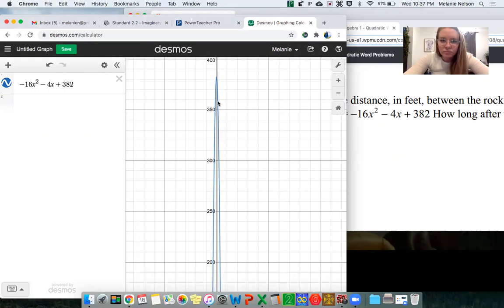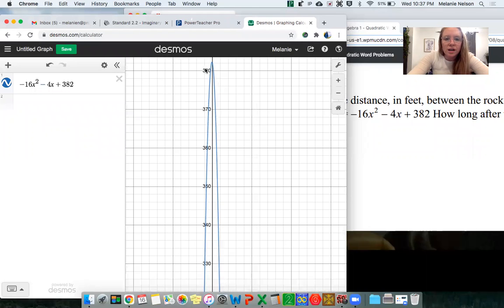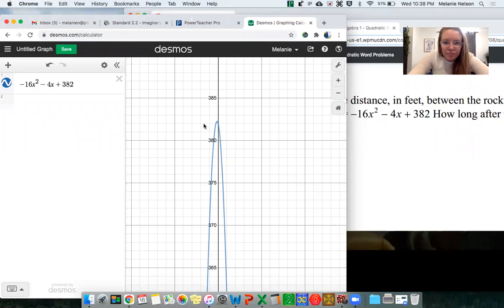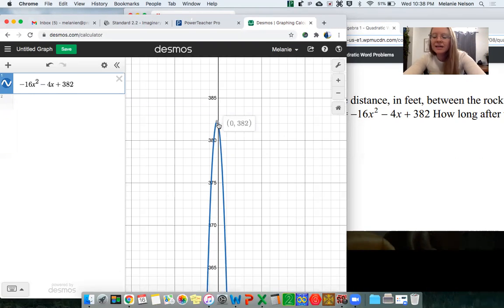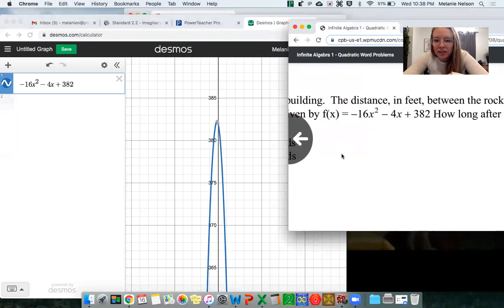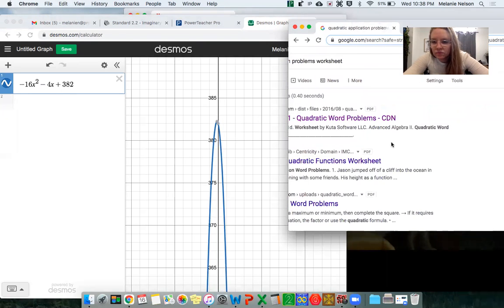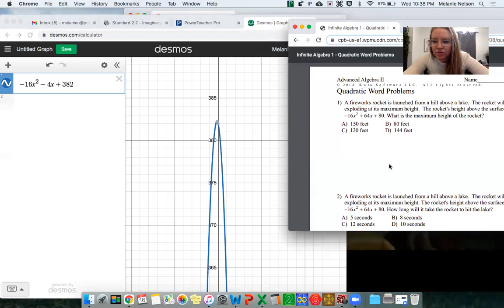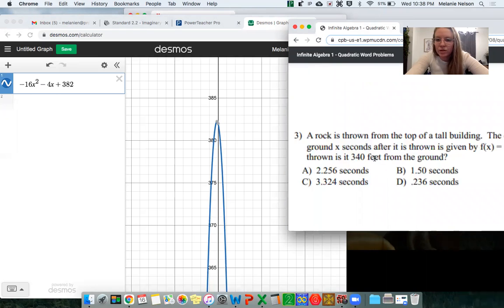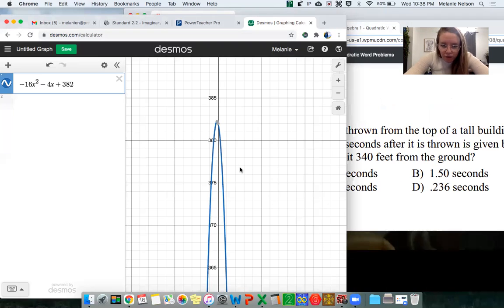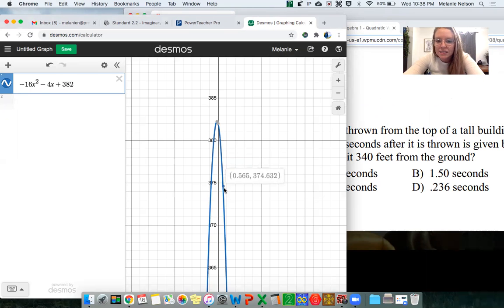All right, so if we look here, we're starting out on top of a building at 382 feet, right there. We toss a rock. I want to know when that rock is, I think it was 340 feet, right? Yep, right there, 340 feet from the ground. So if we come back to our Desmos here, if you click on a point on our quadratic, see how it's telling me my x and y values? And as I move, that point changes.